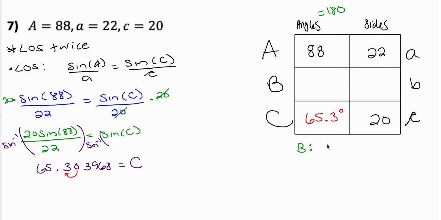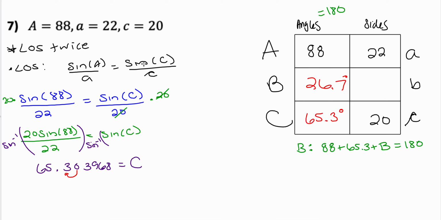I can find B knowing that it's 88 plus 65.3 plus angle B, all three of those equal to 180 degrees. So I can take 180 degrees and subtract 88 degrees, and also subtract the 65.3 degrees, and we get 26.7. Therefore, big B is 26.7 degrees. Now I have something for the B's. Now I can continue going into law of sines.